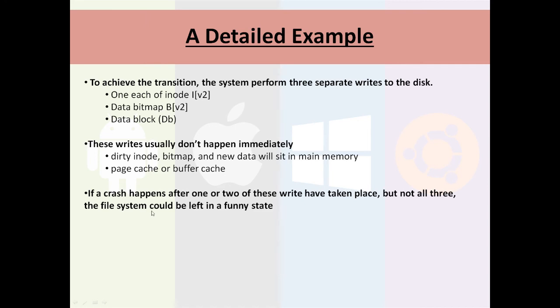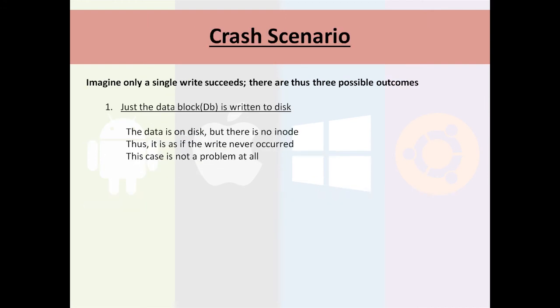Now, the question becomes, well, if a crash happens after one or two of these steps, but not all 3, the file system could be left in a funny state, right? There could be an erroneous state that it is left in. So what are some of these conditions? Well, let's just take a couple examples. The first one is, imagine only one of those writes succeeds. So only one of these 3 succeed.